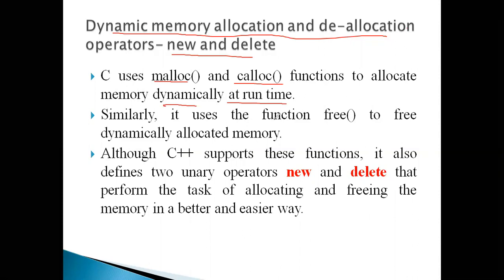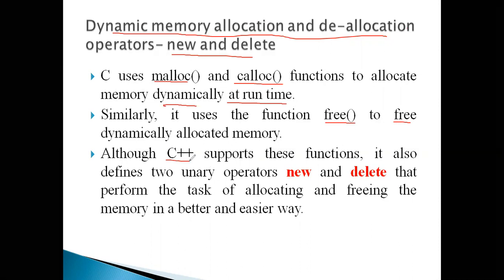Similarly, in order to deallocate the memory at runtime in C, we have one more function named free, which is used to free the memory dynamically. So these are the functions which we use in the C programming language in order to allocate the memory and to deallocate the memory.